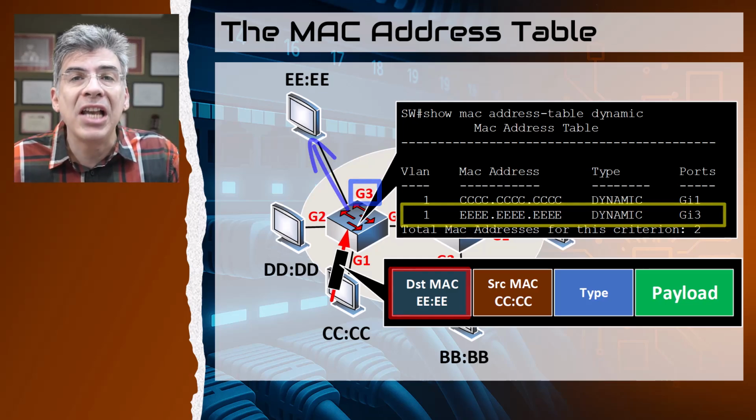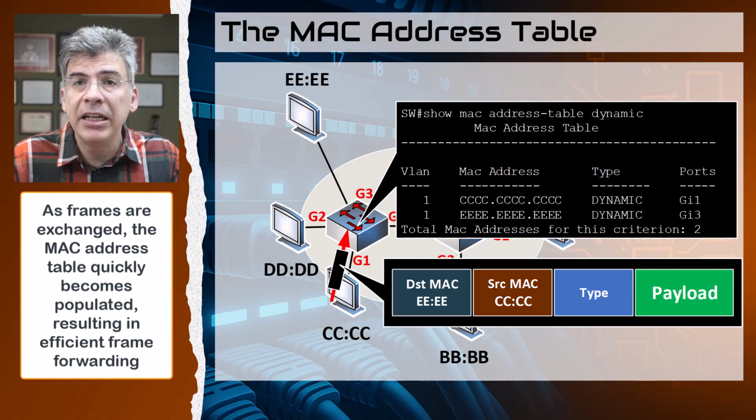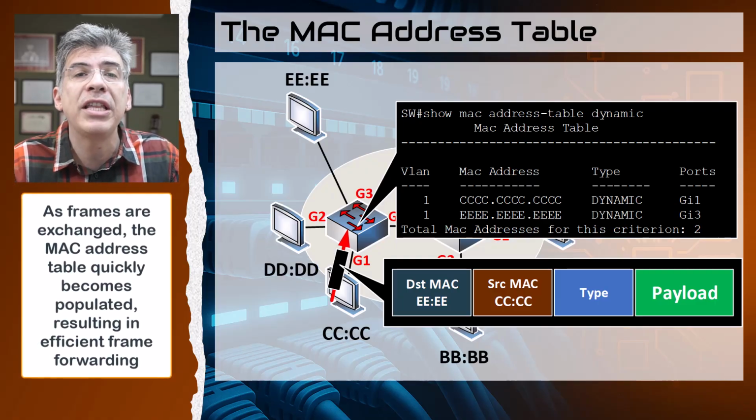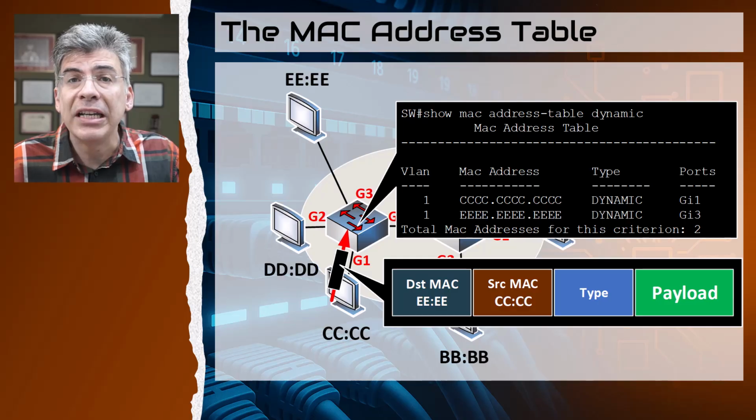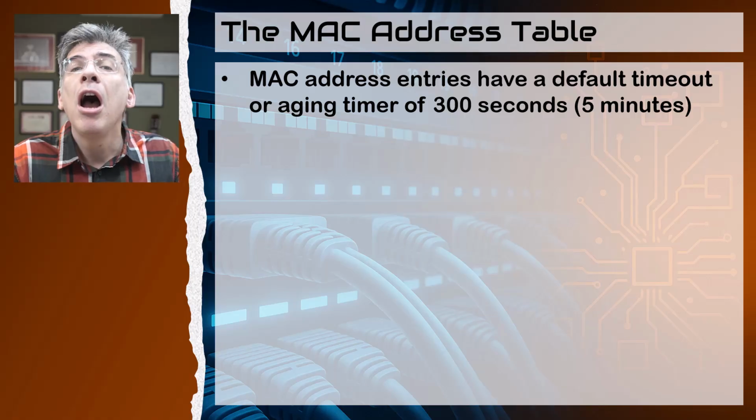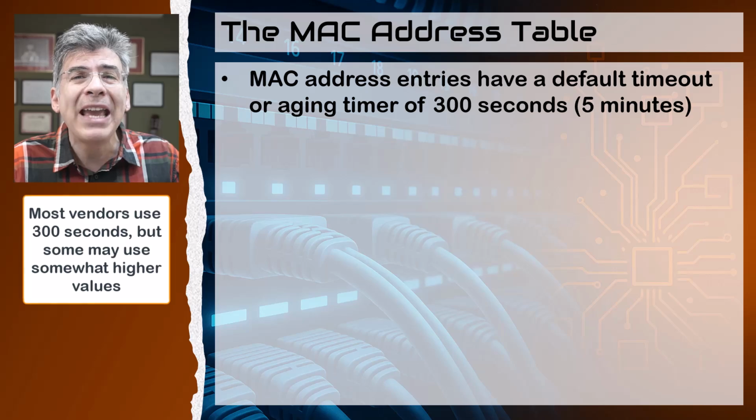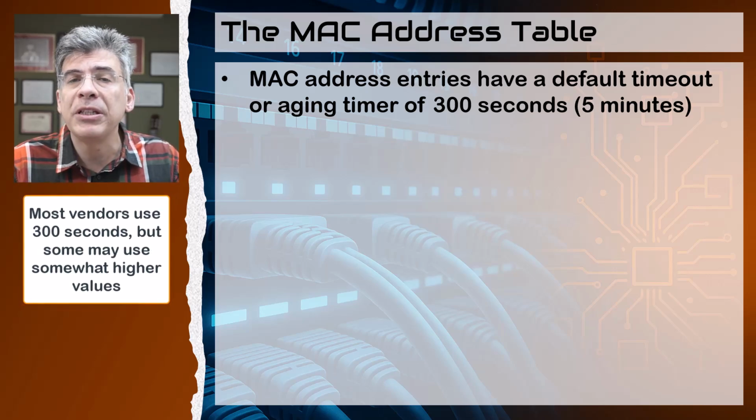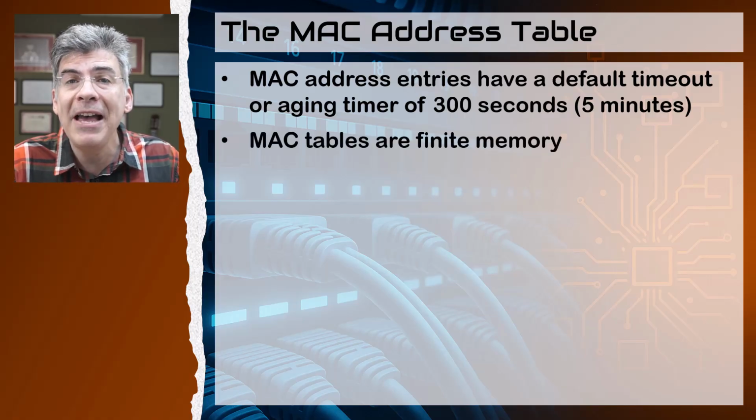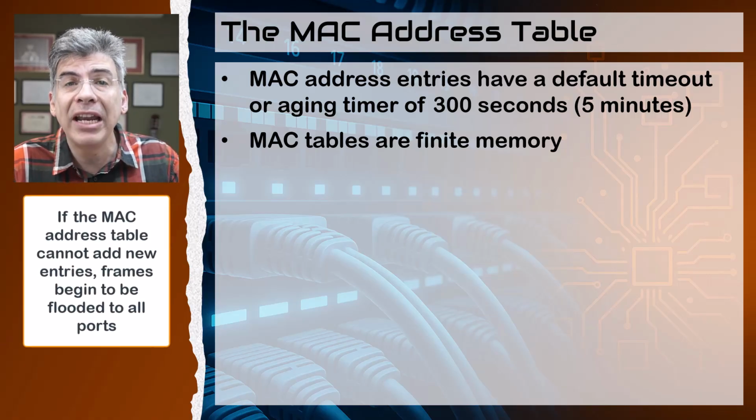Now throughout this process, as more and more frames are exchanged between hosts, the MAC address table becomes populated, resulting in a mapping of unique MAC addresses and the interfaces through which they can be reached. But a MAC address entry in the table does not remain there forever. It has a timeout or an aging timer of 300 seconds or 5 minutes by default on Cisco switches. Other vendors may have slightly different timeout values, but the principle is the same. MAC tables are not infinite. Switches have a finite memory capacity, and when that table fills up, it can cause excessive flooding and degraded performance.